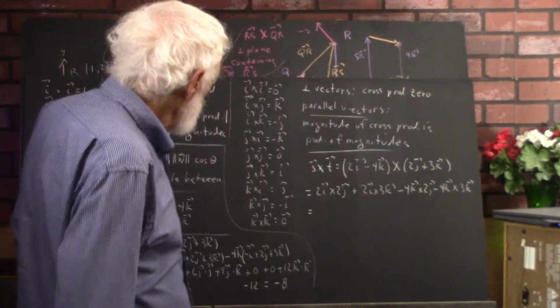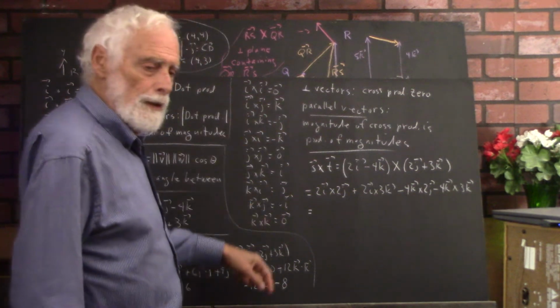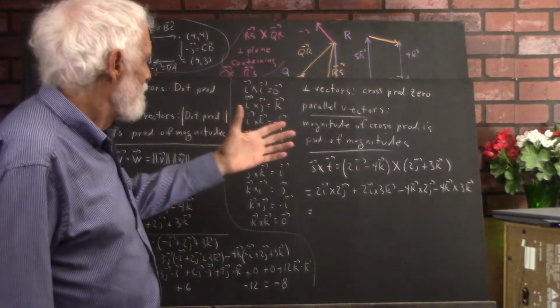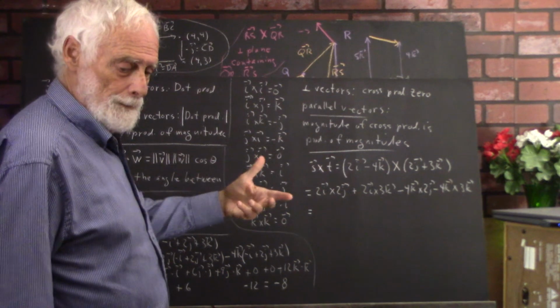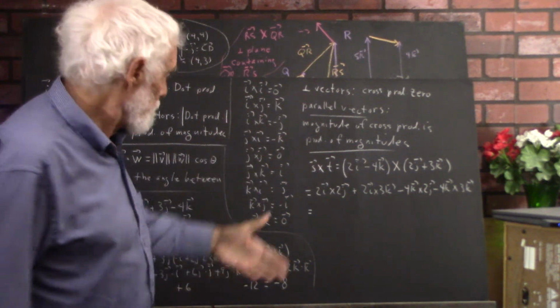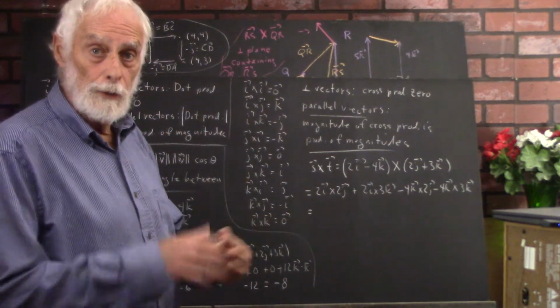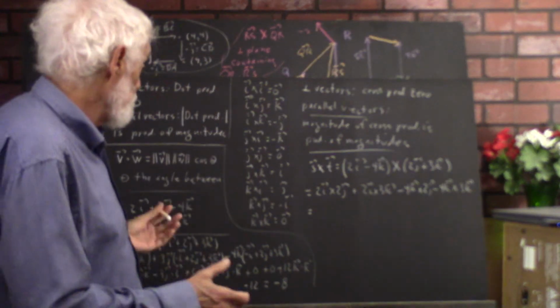Okay, now there's a way to remember whether i cross j gives you k or negative k. But I'm not going to tell you right now. I'm just going to go back to the table. We'll talk about the right-hand rule. If you know the right-hand rule, it's obvious.